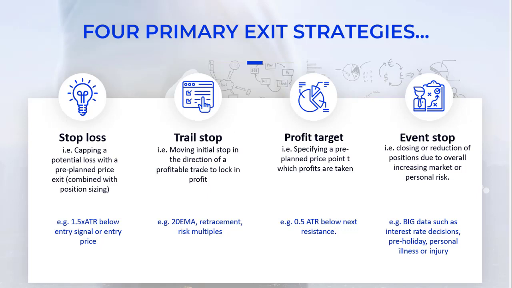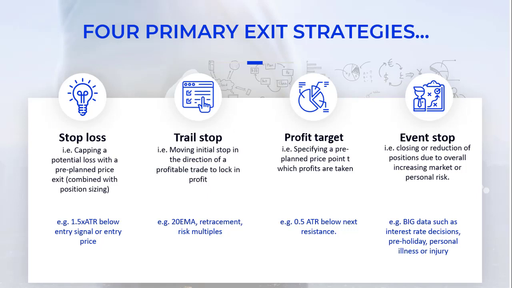The second is a trail stop, and this is where a trade begins to move in our direction and we take our initial stop and start to move it in the direction of a profitable trade to lock in some of that profit. There are several ways we can do a trail stop. One of the easiest perhaps is to look at a price crossing back over a particular EMA, for example a 20, but we could use retracement methods or risk multiples also as trails. Within your trading plan it should be specified which you're using and of course subsequently trade it religiously.